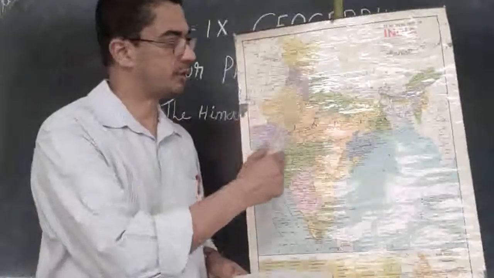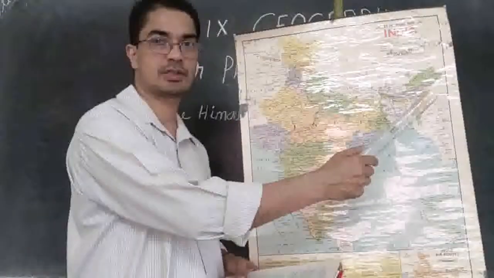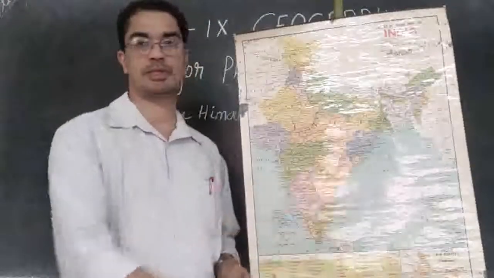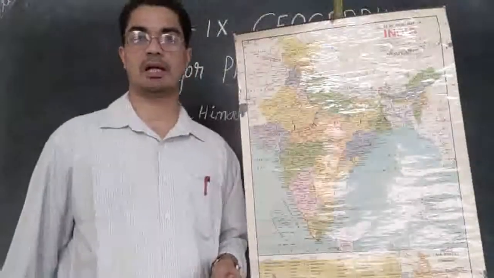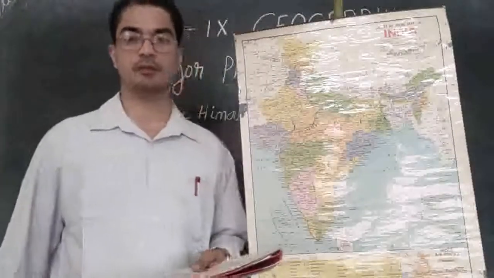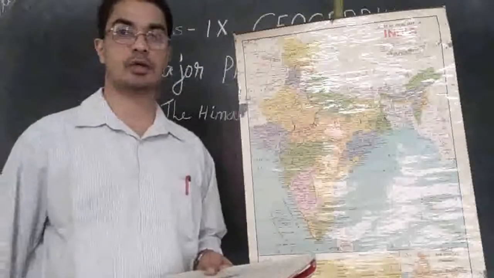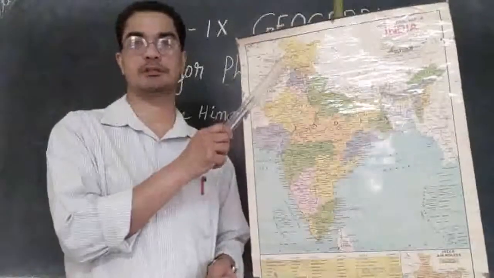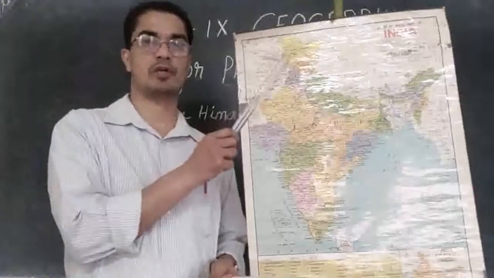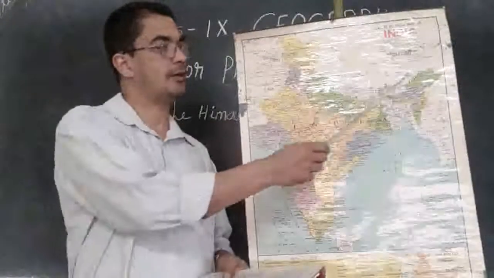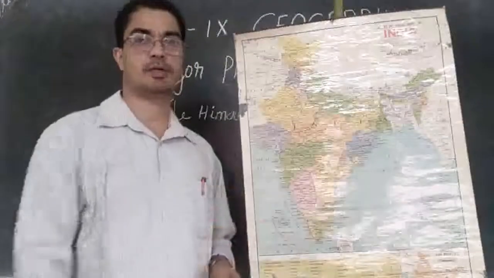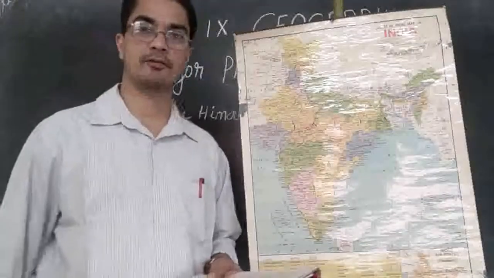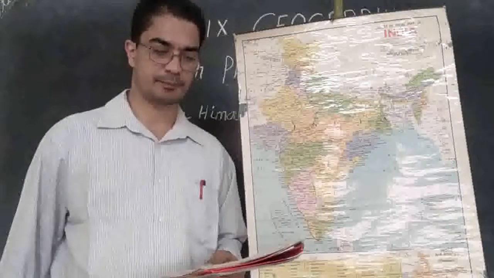And as it goes down to the east, it becomes narrower. When it reaches Arunachal Pradesh, the width of the Himalayan mountain is only 150 kilometers. So it has become less than half. Here in Jammu and Kashmir it is 400 kilometers wide, and when it reaches Arunachal Pradesh, it becomes only 150 kilometers wide.